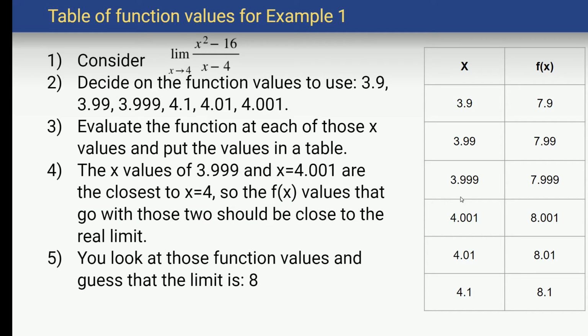So the x values that are closest to 4 are these two that I put in the middle, 3.999 and 4.001, right? And the function values that we got there are 7.999 and 8.001. So you should be able to look at these function values, which go with the x values close to 4, and guess that this limit is probably 8. Okay, so you look at these function values and guess 8 based on what you see here.